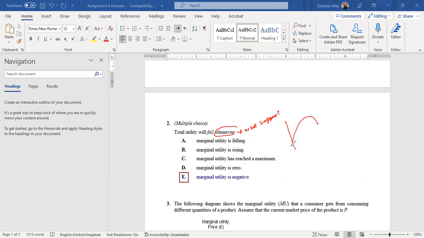Basically, we have seen that this kind of curve becomes maximum at this particular point, and then it starts falling. So this happens when the marginal utility is negative. It cannot happen when the marginal utility is falling, because this whole region is showing that the total utility is increasing at a decreasing rate. So all these points are showing that the marginal utility is falling.